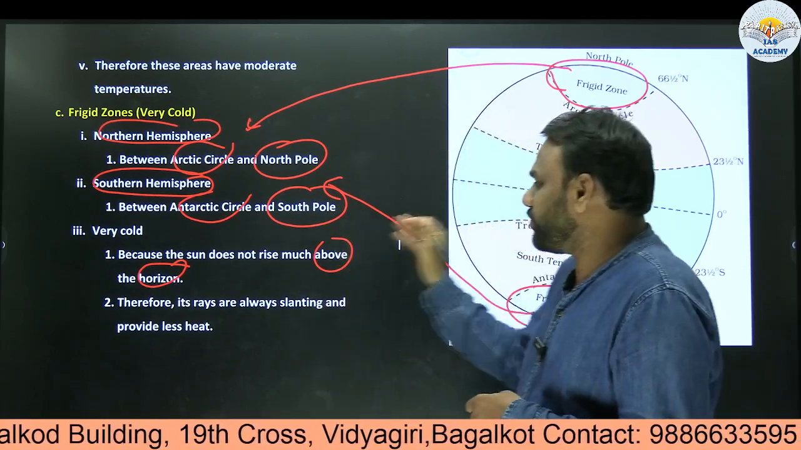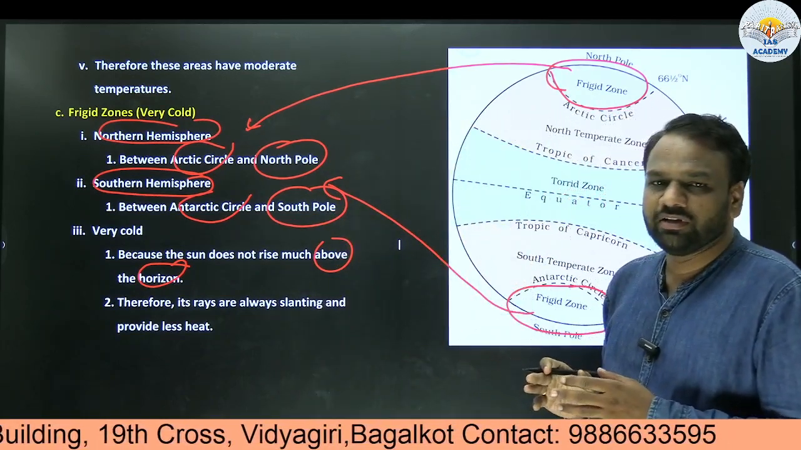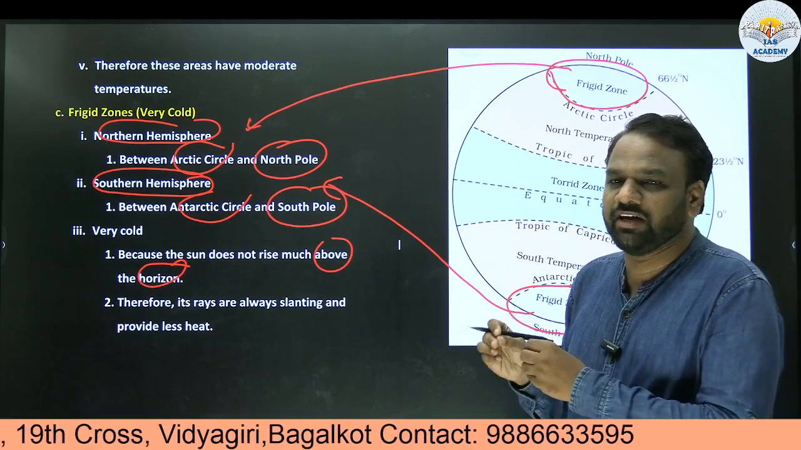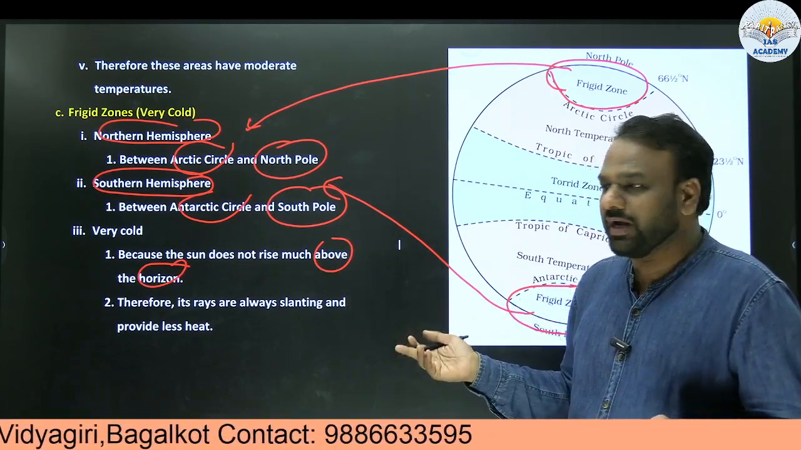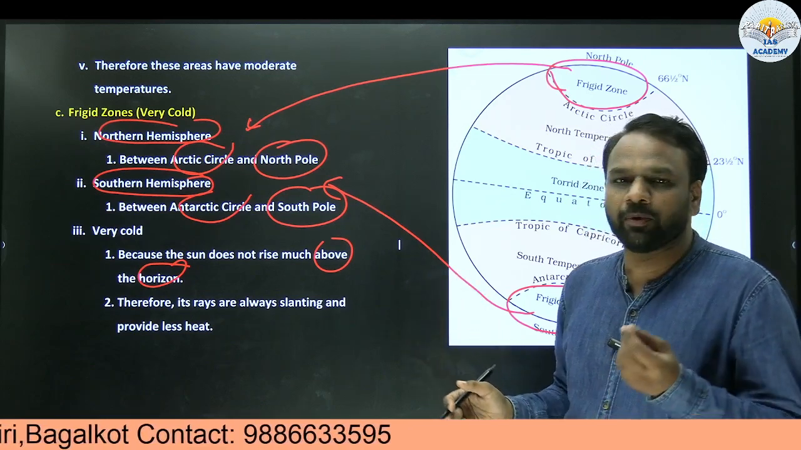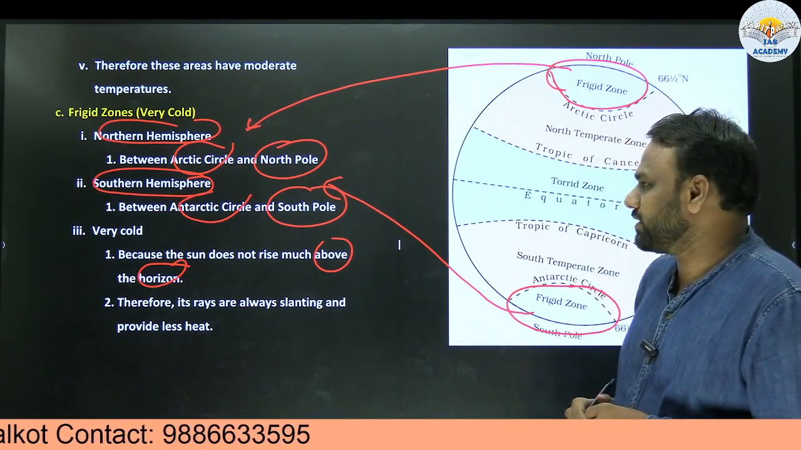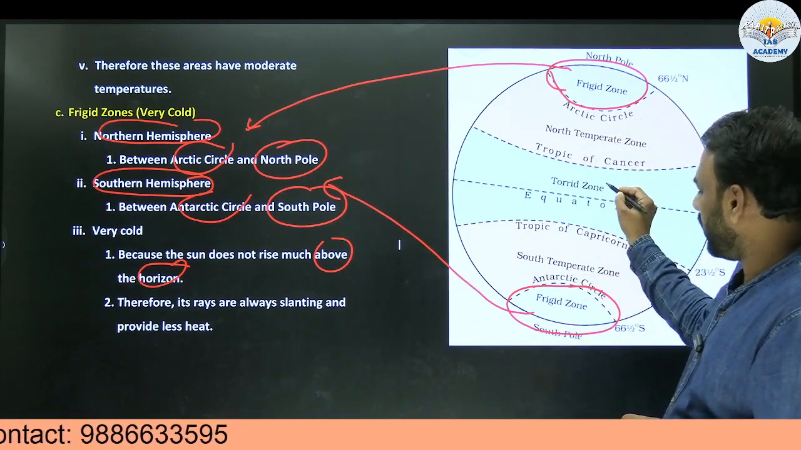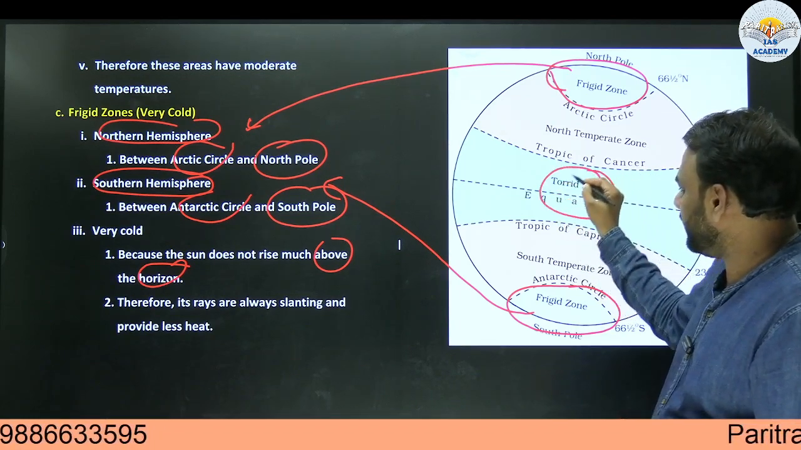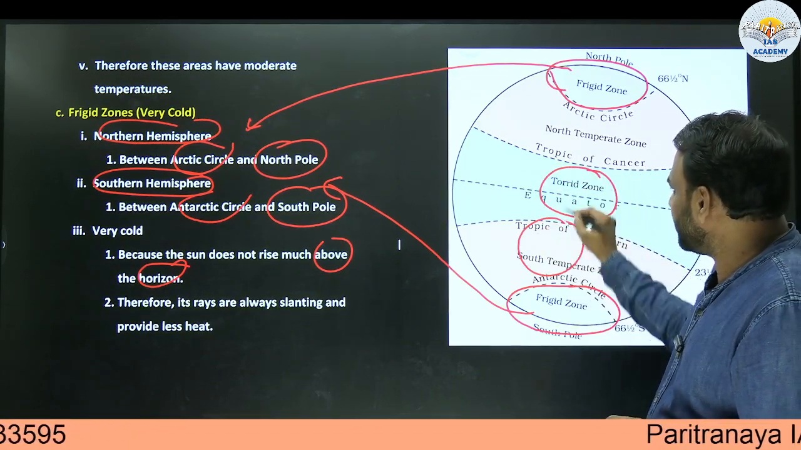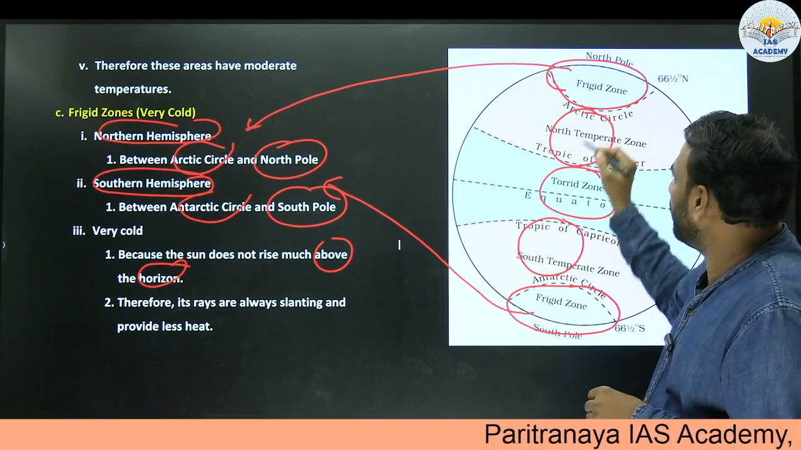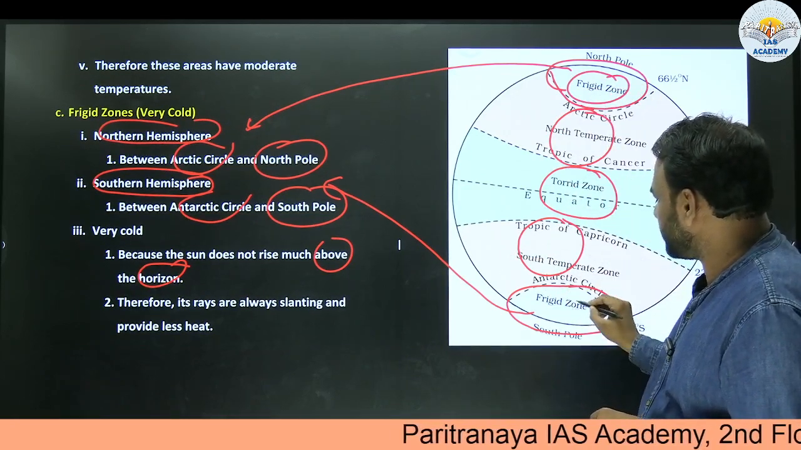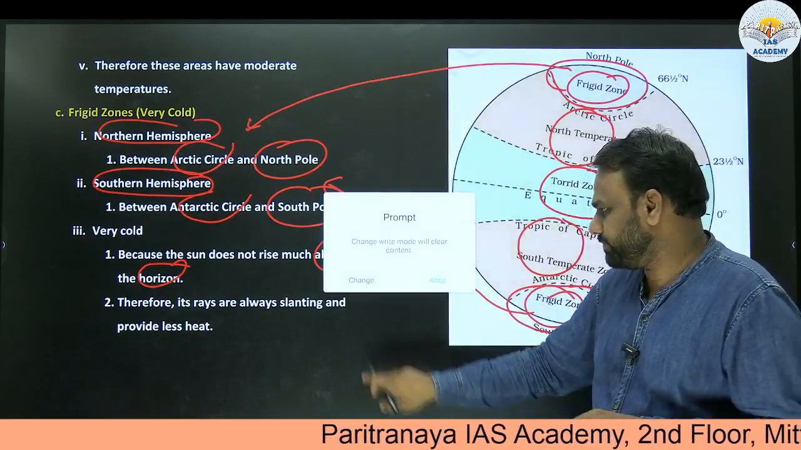That is why these frigid zones are very cold: they receive very little heat from the sun, because the sun does not rise much above the horizon. Therefore its rays are always slanting and provide less heat. Among the three zones, the torrid zone receives the highest heat, moderate heat is received by the two temperate regions, and very little heat by the frigid zones, which are present over here.